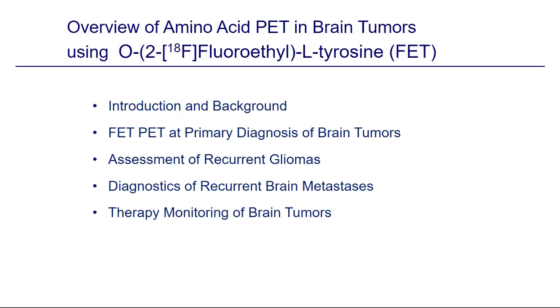This slide shows an overview of this webinar on amino acid PET in brain tumors using the amino acid tracer fluoroethyltyrosine, in short FET. After a brief introduction to the topic of brain tumors, I will give some background information on the use of amino acid PET. Afterwards, I will present a number of cases for the most important applications of FET PET. That means at primary diagnosis of brain tumors, for the assessment of recurrent gliomas, the diagnostics of recurrent brain metastases, and finally therapy monitoring of brain tumors.